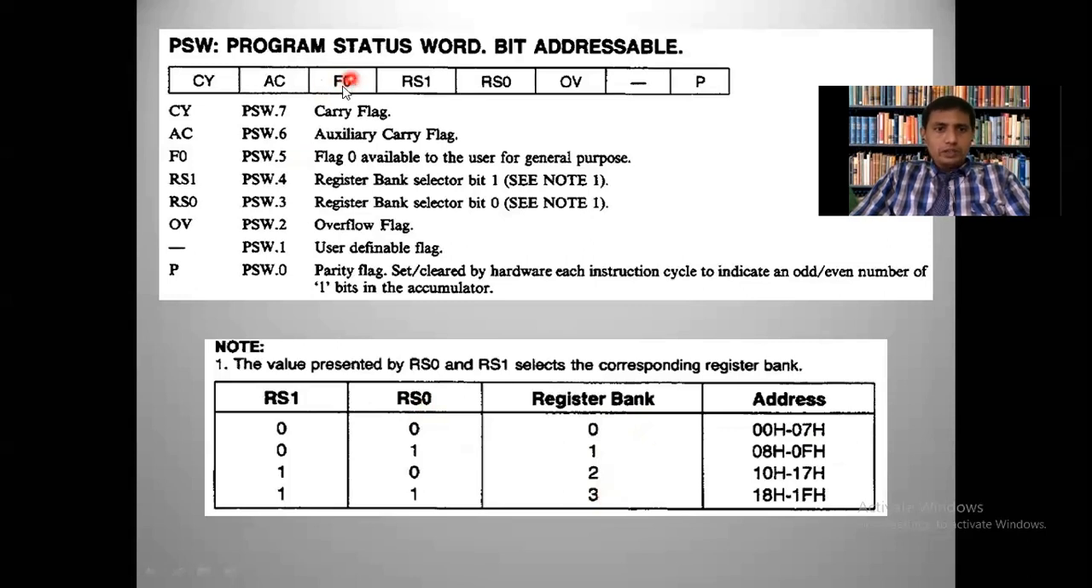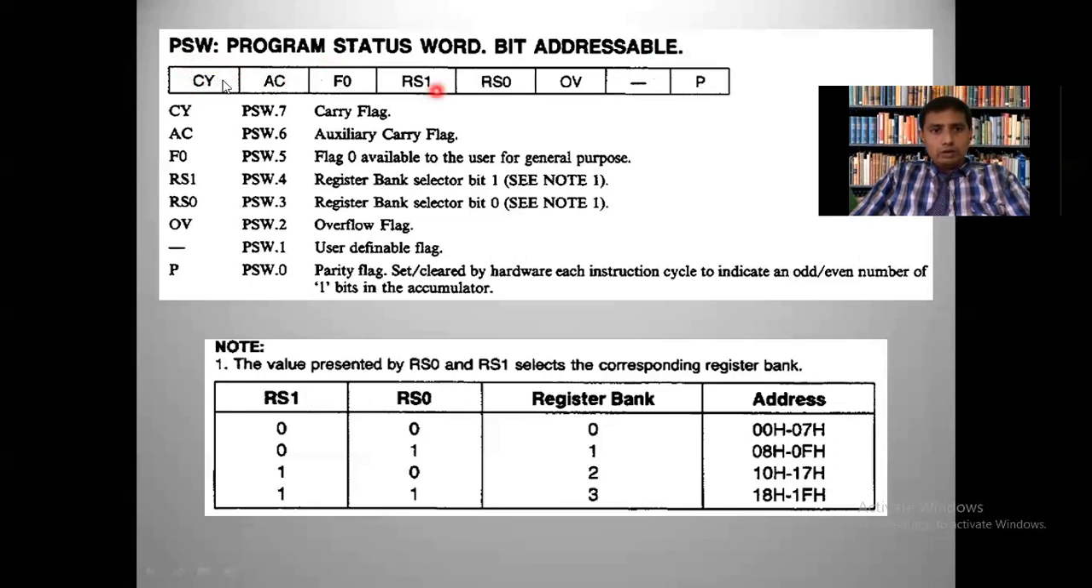Then F0. What is F0? F0 is the flag 0 register. Whenever the result contains all zeros, then the zero flag is affected. AC. What is AC? The auxiliary carry flag. The auxiliary carry flag is set to 1 when a carry moves from the third bit to the fourth bit, when you perform addition or subtraction. Next, the carry flag. The carry flag is set to 1 when a carry comes out of the MSB bit, and we can say that a carry has occurred.